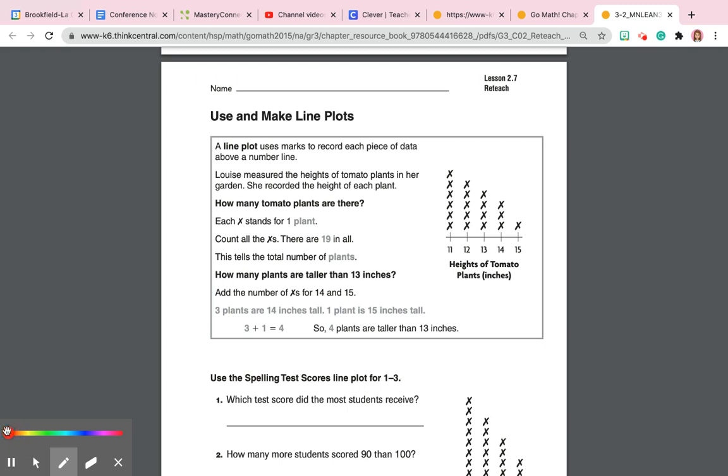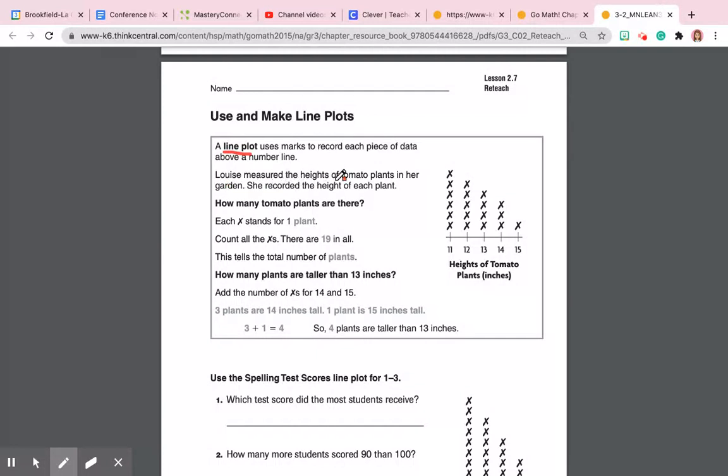This is the lesson where I'm going to reteach you how to use and make a line plot. So let's read through this together. A line plot, it's bolded, so I think that's an important vocabulary word to remember. A line plot uses marks to record each piece of data above a number line.